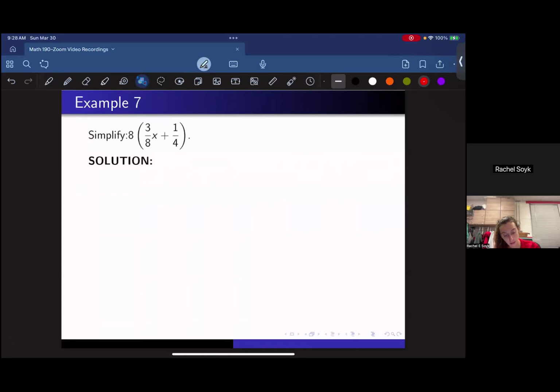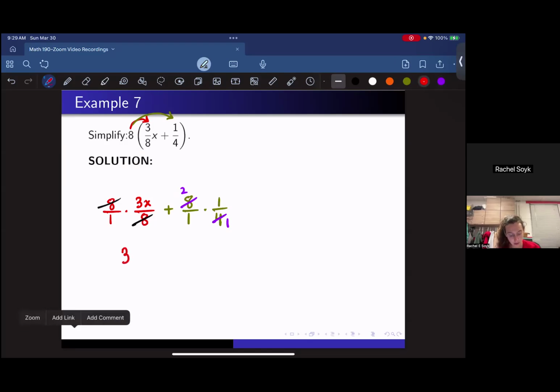Let's do another example together. We have 8 times 3/8x, which is the same as 8 over 1 times 3x over 8. And you'll notice that the 8's cancel out. And then we have 8 times 1/4, separated by that plus sign. We have 8, again, as a fraction is 8 over 1 times 1/4. And 4 goes into 8 2 times. 4 goes into 4 once, so that can be simplified. So essentially what we're looking at is 3x plus 2. And that's our final result.